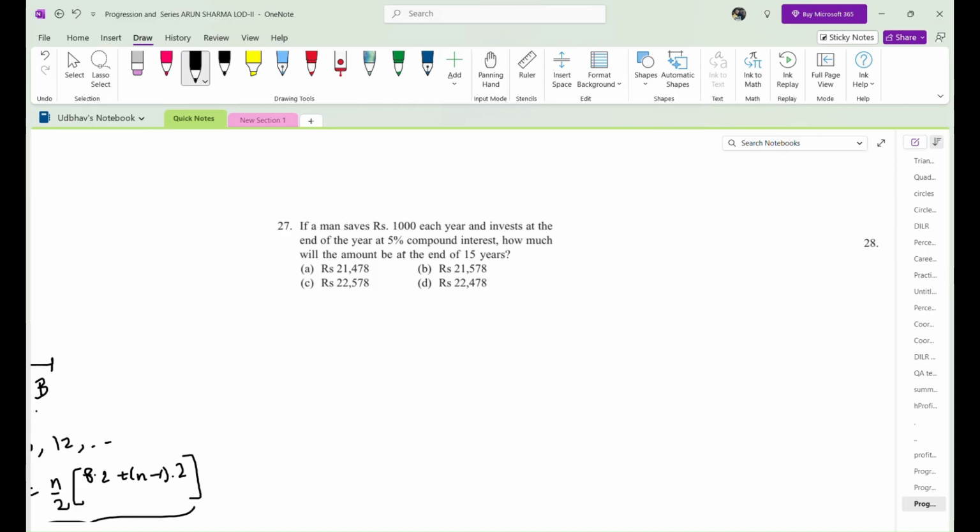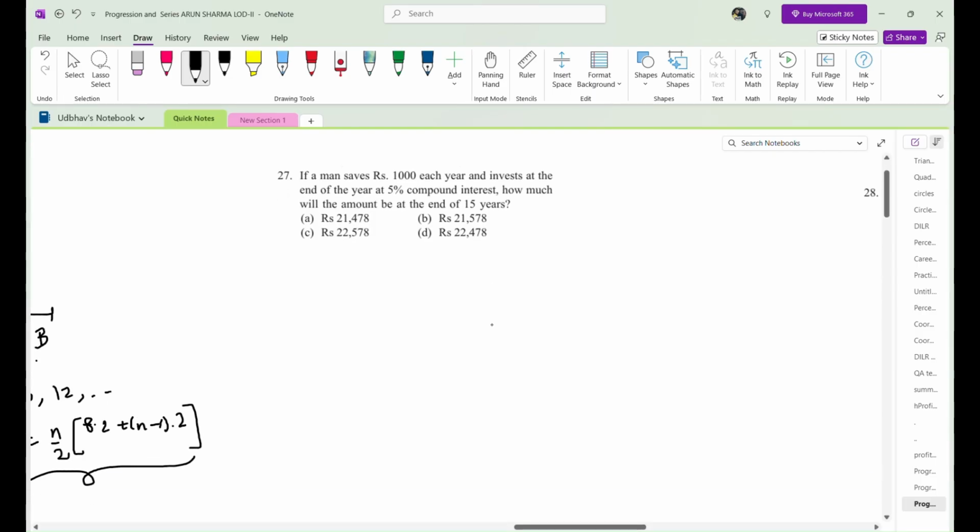We can directly use the formula, but we won't be using the formula here. We'll be solving it using geometric progression, right? Yeah, geometric progression. I don't think it will be an AP. So we can think of this question as, let's say you have a saving of 1000 rupees, and then you put it into a magic box which makes the money grow by 5% at the end of every year.